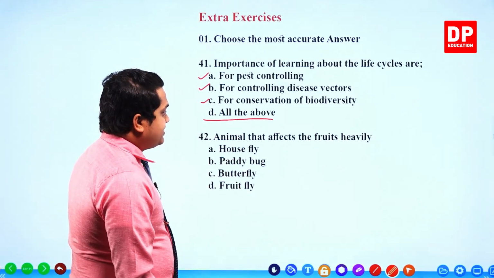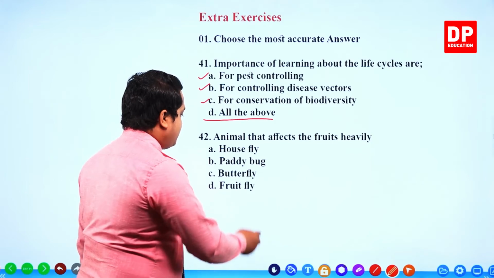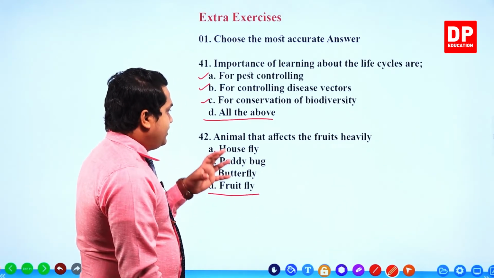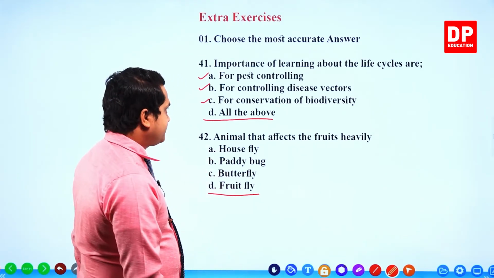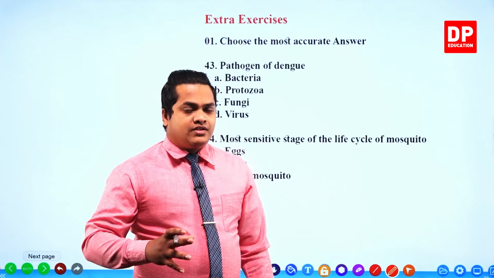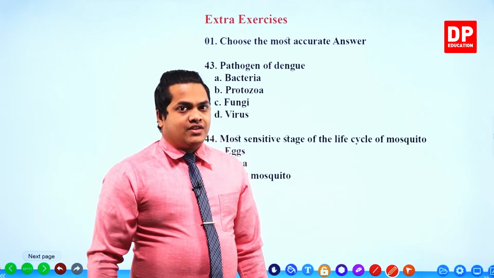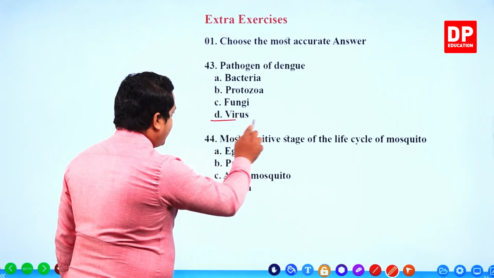Next one: the animal that affects fruits heavily. The name itself refers to it, the fruit fly, right? Next, question number 43: the pathogen of dengue. I told you when I was discussing the mosquito part that the mosquito is a disease vector. The dengue disease vector is also a type of mosquito. And my dear children, the pathogen that causes dengue is a virus.